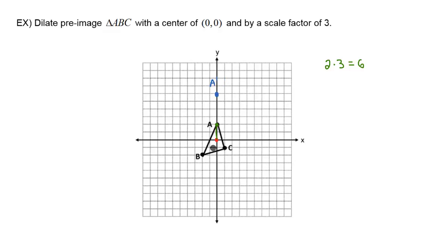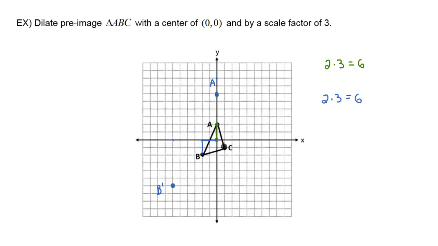The next point I'm going to dilate is point B. And as you can see, to get to point B, we move to our left twice and then down twice. So to get to B prime, we're going to take our left movement and multiply it by a scale of 3. So instead of moving left 2, we're going to move to the left 6. And then we also went down 2, so the same thing happened. So we're going to go to our left a total of 6. So that's going to be here. And then down 6. That's going to be right there. And that's going to be B prime.